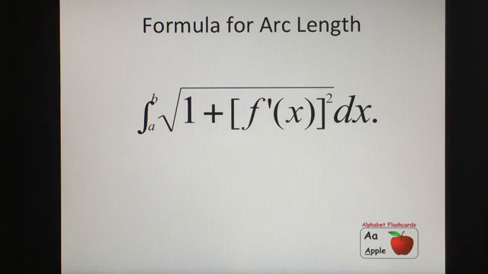Alright, formula for arc length. This is going to be a formula that you're going to need to remember. You're going to have to memorize it. So write it down. I think it's in your notes. Circle it, highlight it. So let's look at an example.